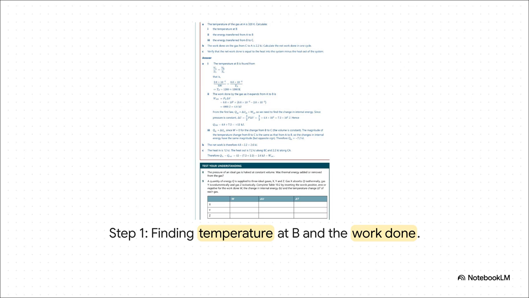By plugging in our initial states, we solve for the new temperature at B, which comes out to roughly 1300 Kelvin. With that locked in, we find the work done as the gas expands simply by multiplying our constant pressure by that change in volume. That gives us 4.8 kilojoules.